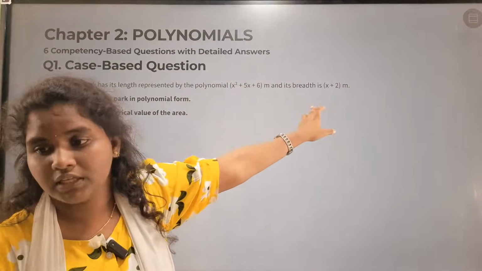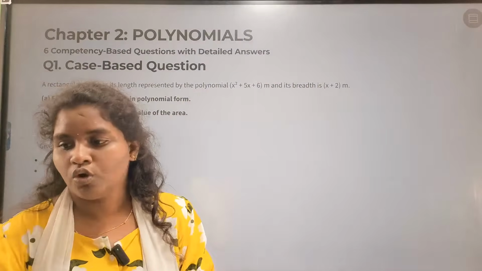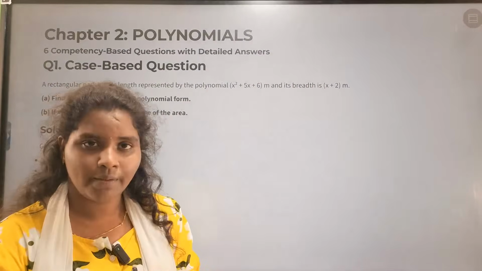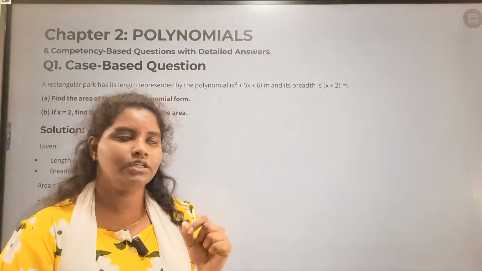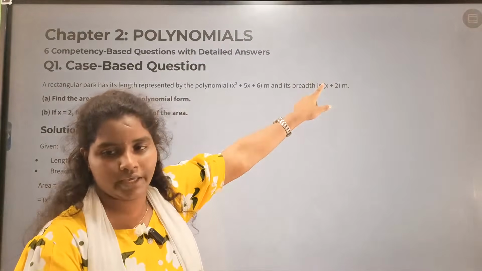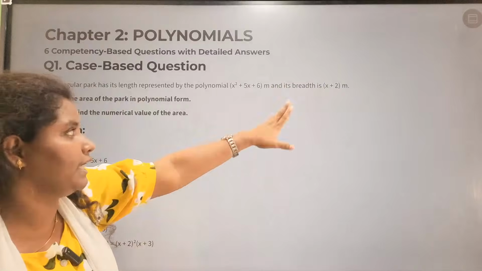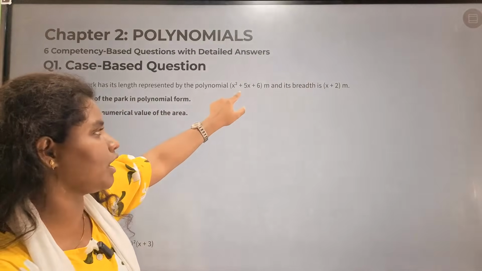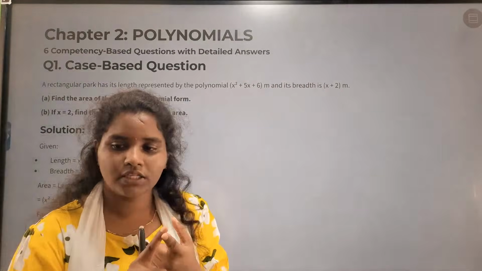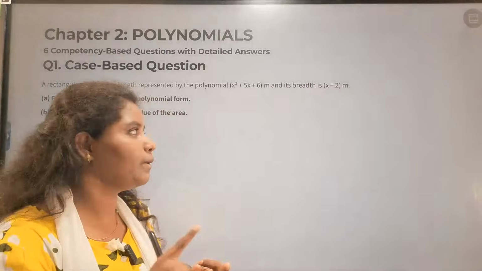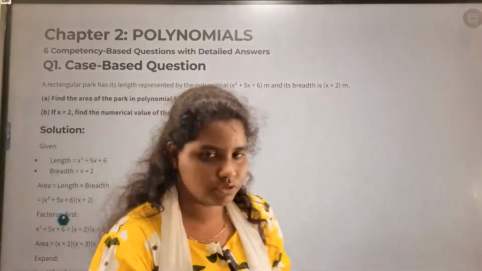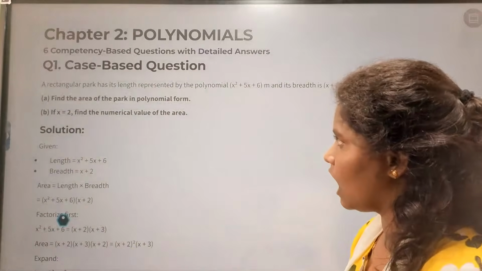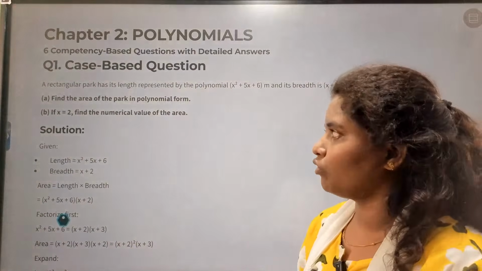Then the breadth is given as x plus 2. So x plus 2 is a linear equation because the highest power of x is 1. So the length is given as a quadratic equation and the breadth as a linear equation. The first question is, we have to find the area of the park.